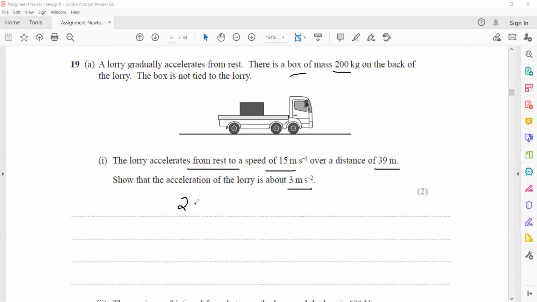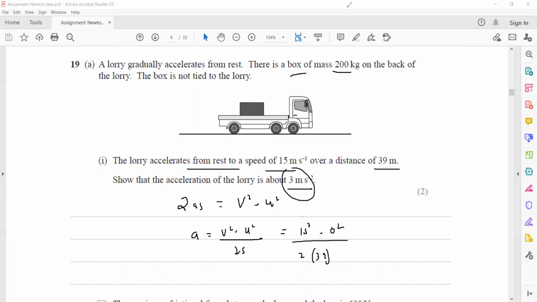We have this formula, 2as equals v squared minus u squared, or a equals v squared minus u squared divided by 2s. So v is the final speed, which is 15, u is the initial speed, which is 0, and divided by 2 times the distance, 39. So when we calculate, we get approximately 3 meter per second squared.